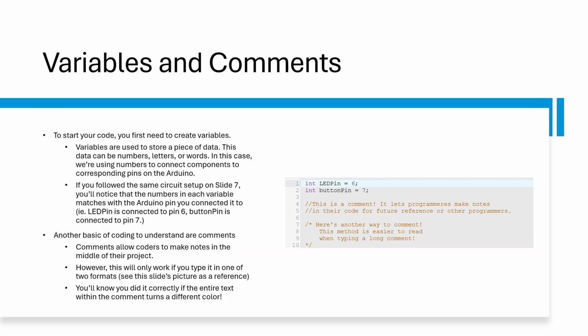To start, let's set up some variables. Variables are lines of code used to store data, which can be letters, words, or numbers. In this case, we're using variables to represent numbers corresponding to pins on the Arduino.